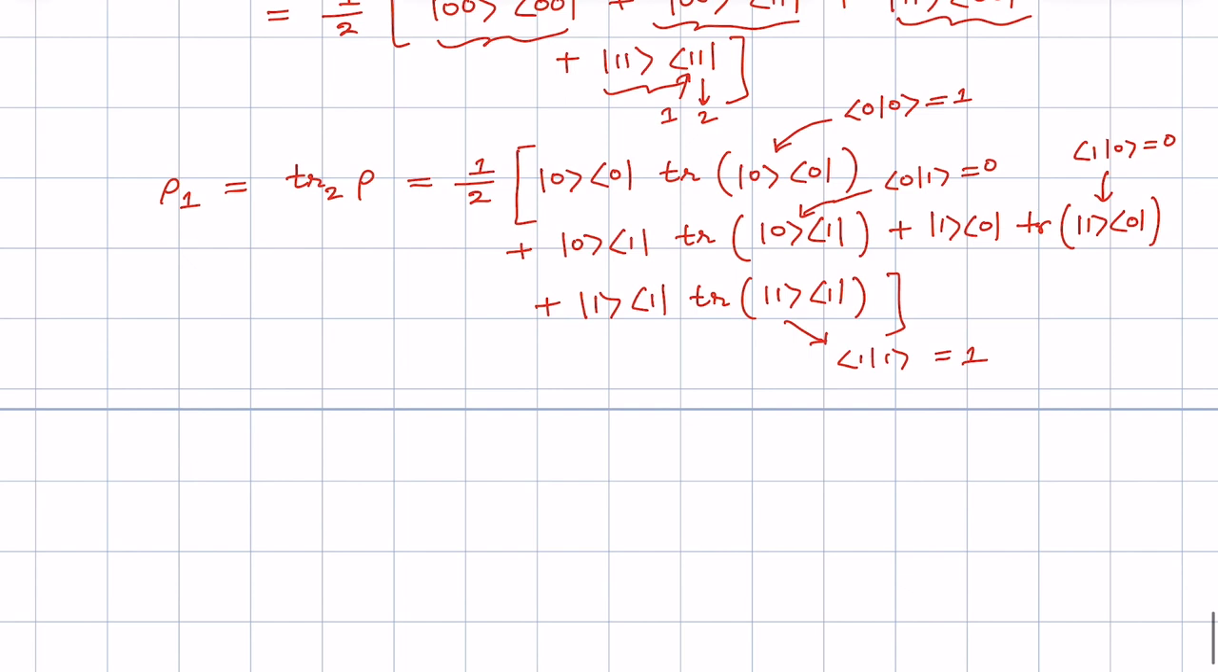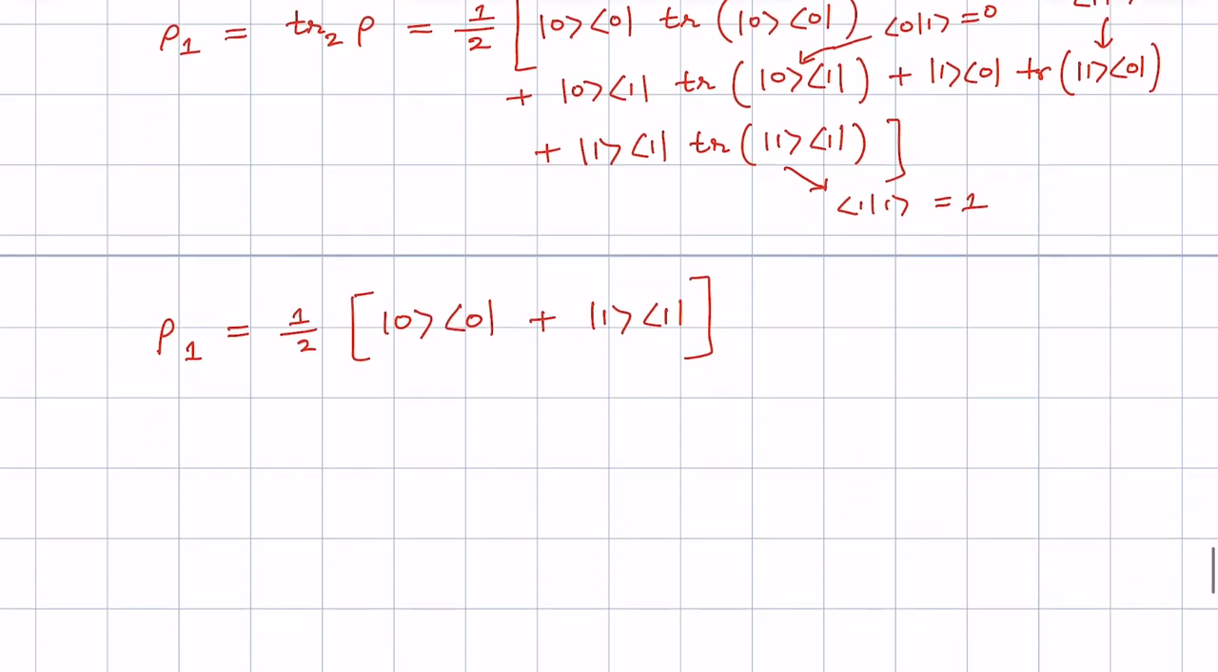And because of this, I will finally get rho 1 equal to half (|0><0| plus |1><1|). We have already seen this kind of state, and if I write it in matrix form, this would be half times the matrix (1 0; 0 1), right? So the off-diagonal elements are 0, and the diagonal elements are equal in magnitude, and quite clearly this is a mixed state, a maximally mixed state.